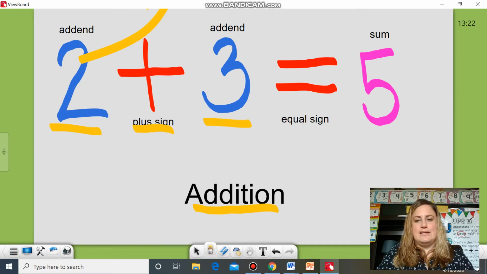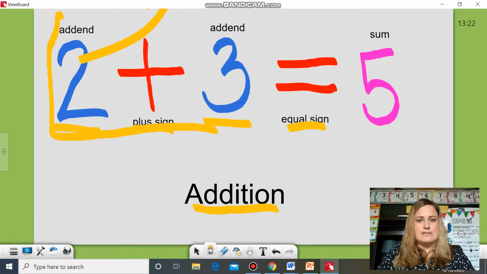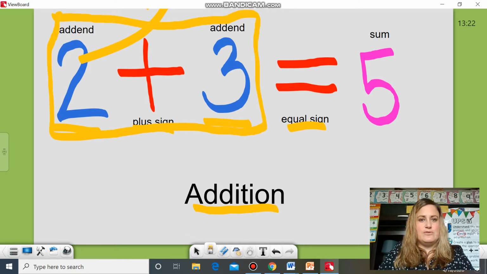This red sign here is the equal sign, which means that everything on this side of the equation, so I'm going to box this, everything on this side, so the 2 plus the 3 together, because that's what addition means, equal or are the same as what's on this side. And you'll see there's a 5, and that is called the sum. So an answer to an addition problem is called the sum.